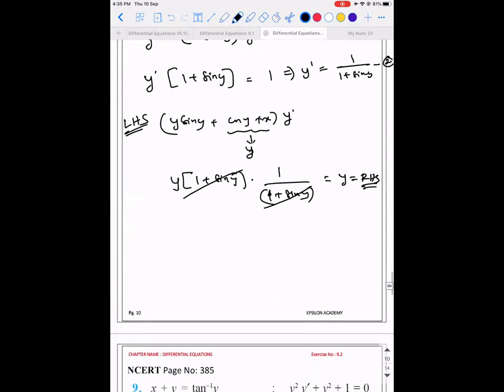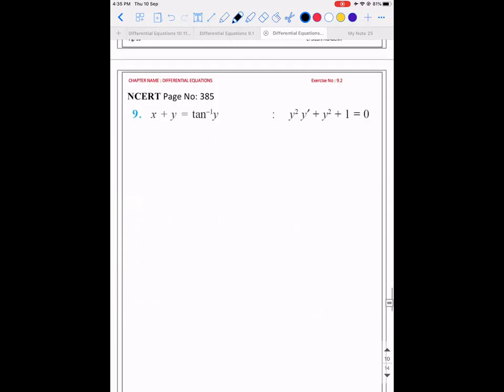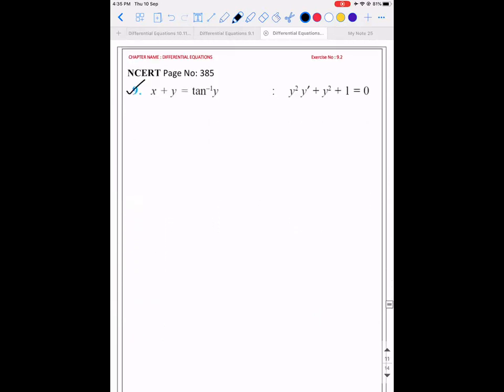Okay. Moving on to the next problem. x plus y is equal to tan inverse y. Prove that y square into y dash plus y square plus 1 is equal to 0. Okay. So differentiating on both sides, what do you get? 1 plus y dash is equal to 1 by 1 plus y square into y dash.